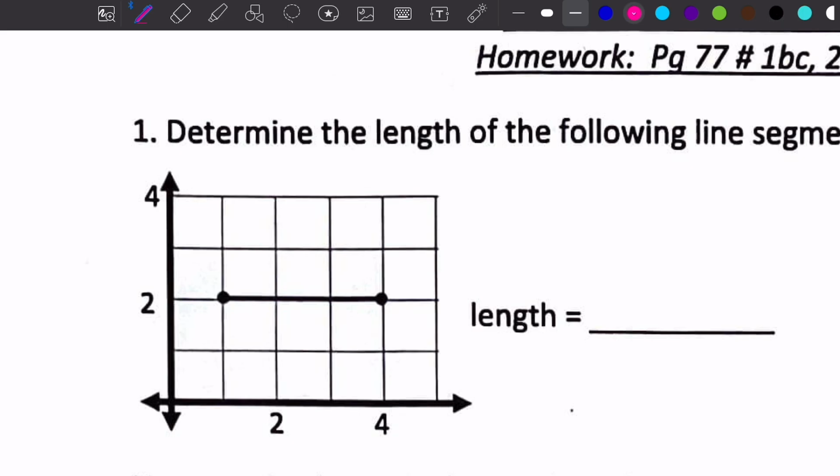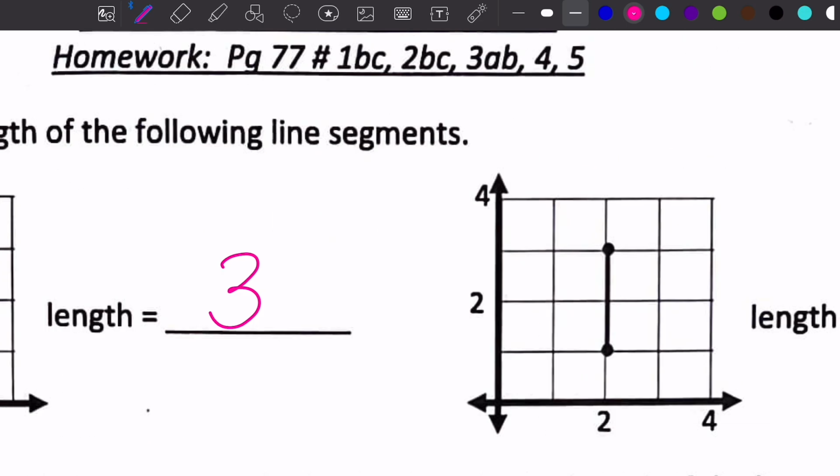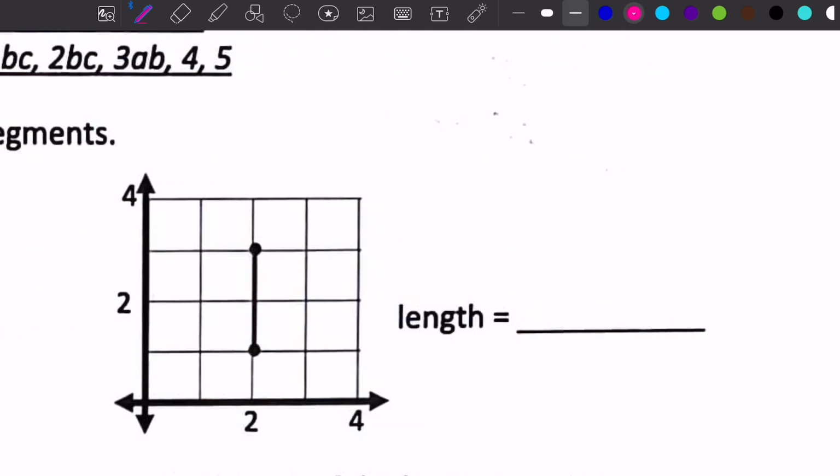1, here, I'll do pink. 1, 2, and then 3. So it's going to be 3. What about this one going upward? How many units is that? 2, right? 1 and then 2.